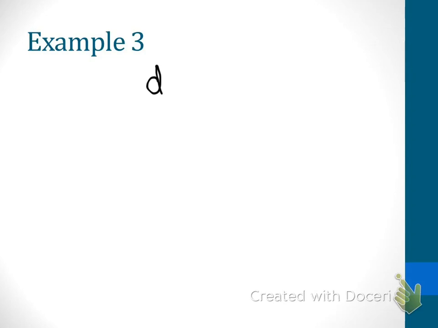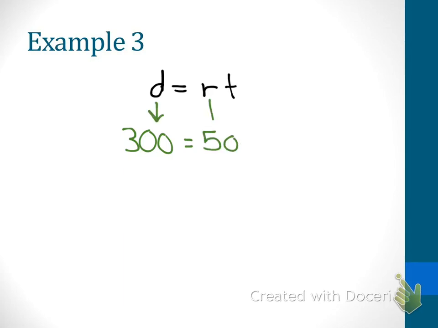I always start with my formula. D equals RT. What is my distance? It has to tell me what's my distance. 300. What's my rate? 50 miles per hour. So do you see what I'm doing? I'm plugging in the numbers where they go in the formula for the variable that they represent. Now I don't know time, so that's where I must write the variable t.